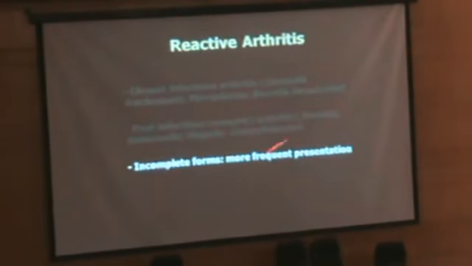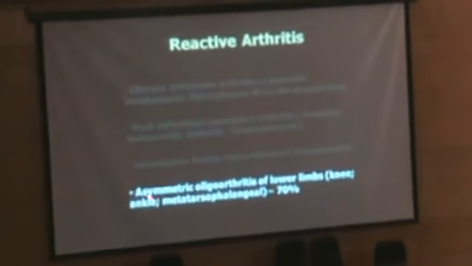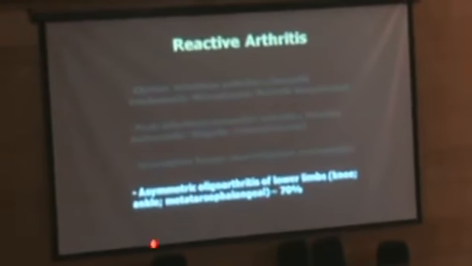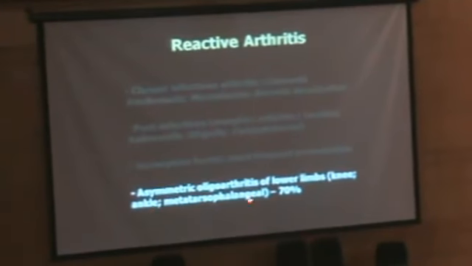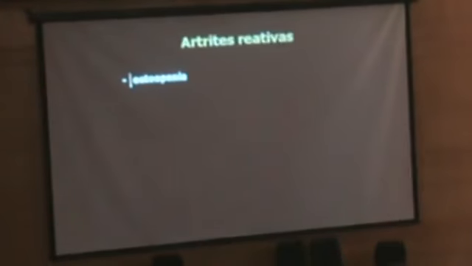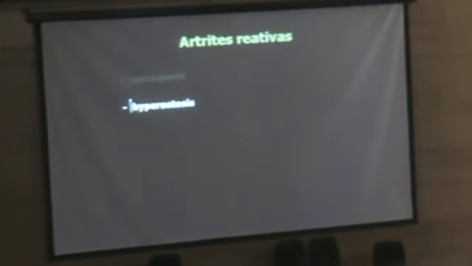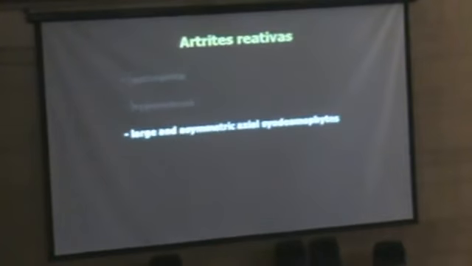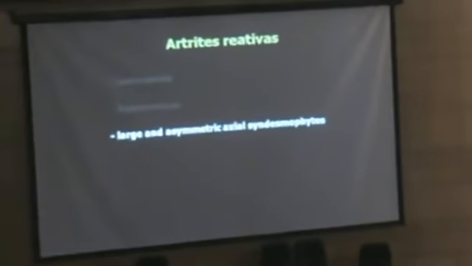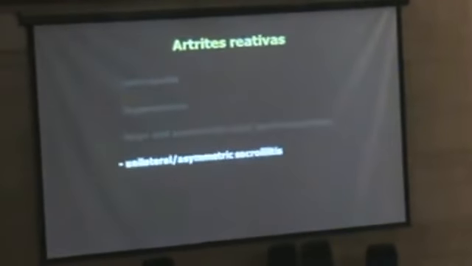So the more frequent presentation is the incomplete forms, as I told you, presenting as asymmetric oligoarthritis of the lower limbs: knee, ankle, metatarsophalangeal joints in up to 75% of cases. So we don't see a lot of osteopenia. We see a lot of hyperostosis. We see large and asymmetric axial syndesmophytes, and we see unilateral and asymmetric sacroiliitis.